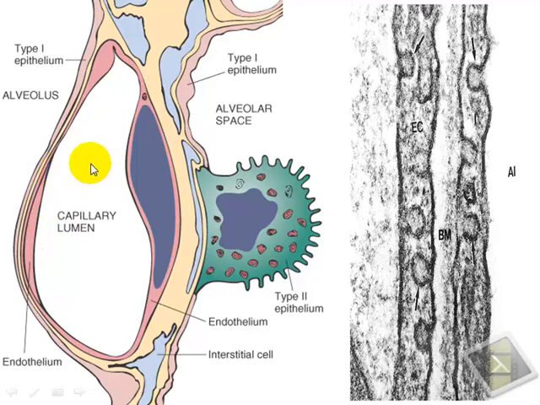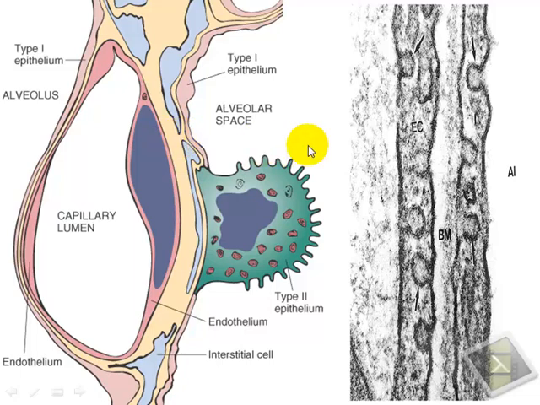So you have one layer of endothelium, you have type 1 epithelium, and this is the interstitial tissue, right? This is the interstitial tissue where you will have elastic fibers, collagen fibers, fibroblasts, mast cells, all sorts of things in this interstitial space, right? So the interface between the type 1 epithelium and the endothelium is this, right? This is the part where actually the gas exchange occurs.